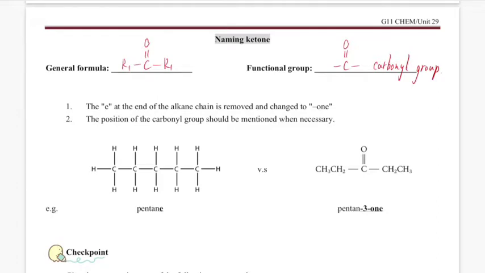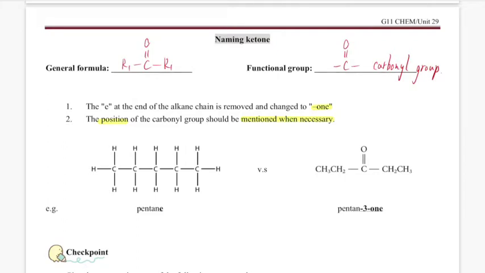Again, similar to the rules we use for aldehyde, but this time we change the ending into O-N-E, ketone, O-N-E. And because the functional group is placed in the middle of the carbon chain, the position of the carbonyl group needs to be mentioned when necessary.